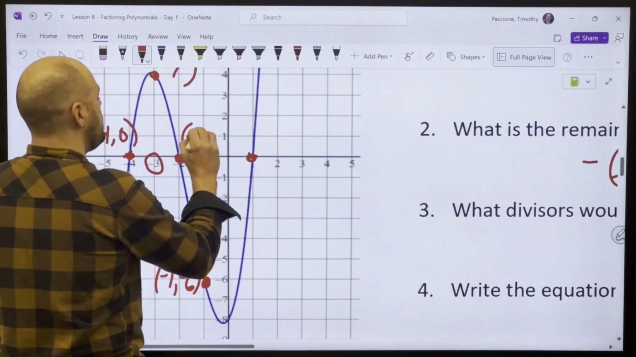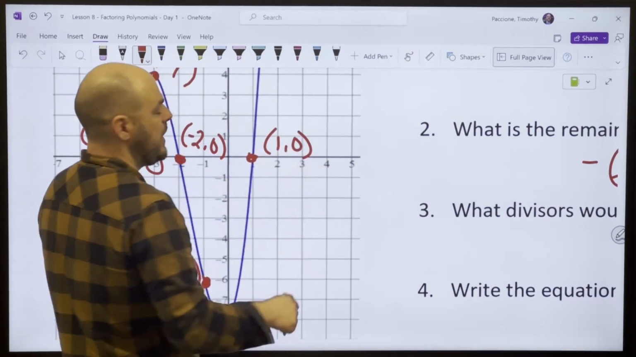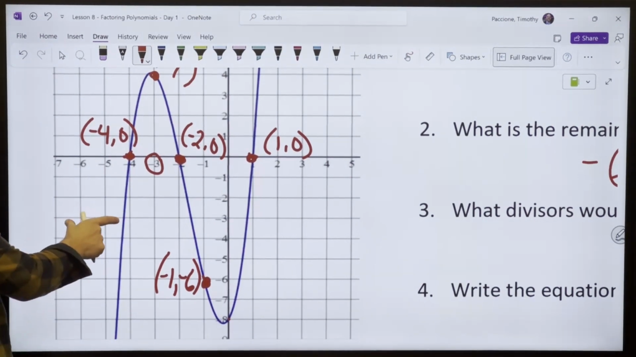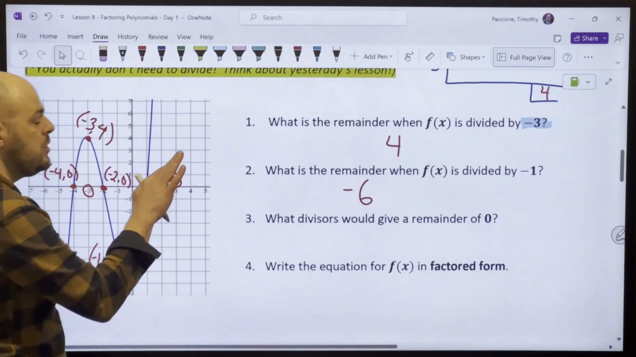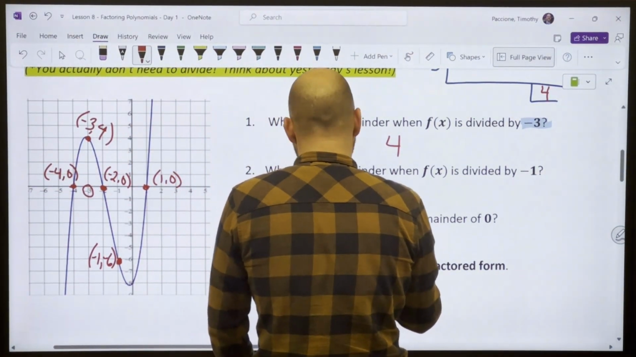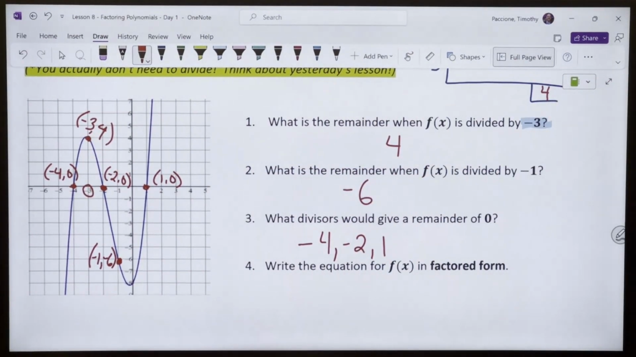This is negative 2, 0. This is 1, 0, right? The remainder is 0 because that's the output. That's the output that goes with the input, right? So I know that if I divided by negative 4, negative 2, and 1, I would get a remainder of 0 because that's the point on the graph. Those are my x-intercepts. Those are my roots, right?